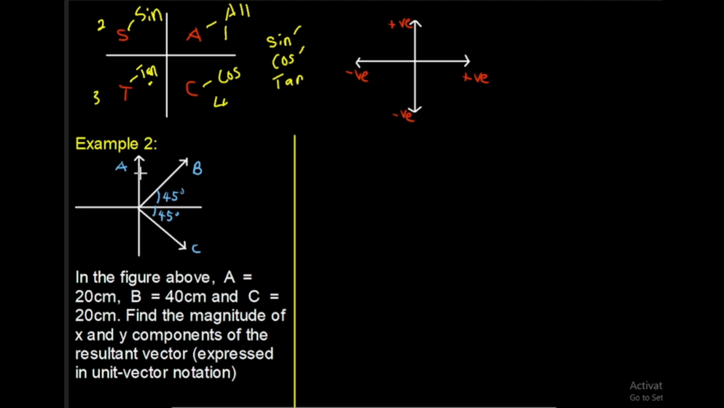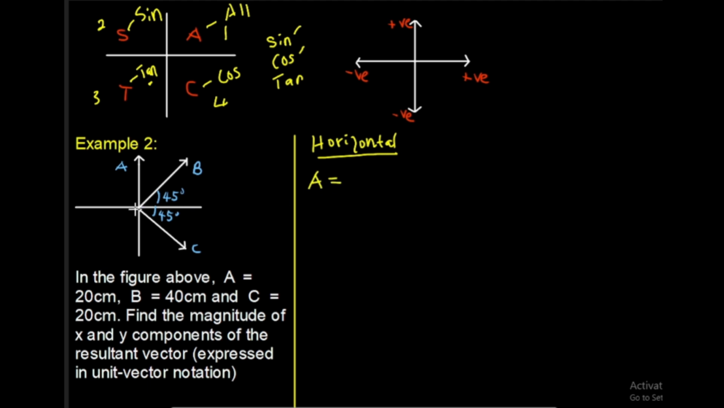So like I said, we resolve horizontally. We find the horizontal components. Then when we are done with that, we add all the horizontal together, get the resultant, go to the vertical component, add everything, resolve everything, and then add up. So let's start now. We'll start with the horizontal component. So let's start with vector A. We resolve vector A horizontally.